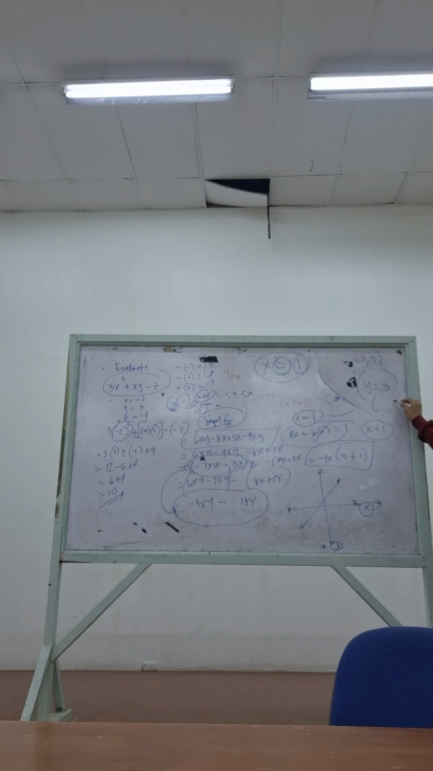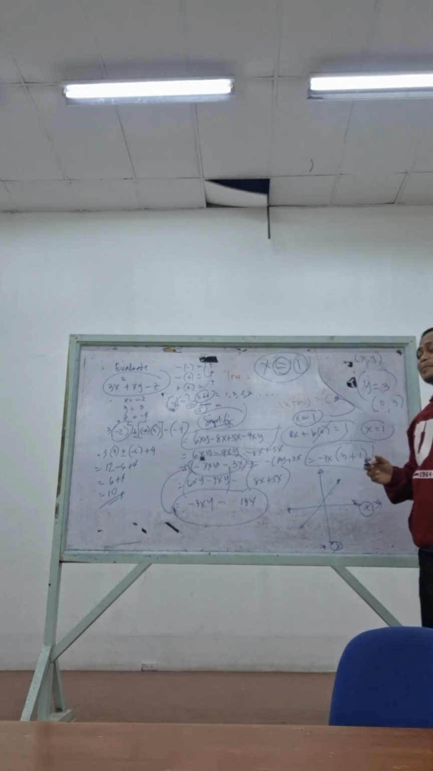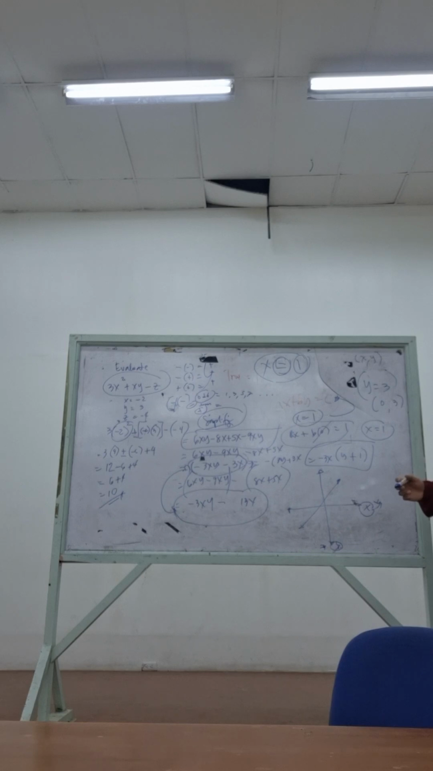Your y is 3, then your x is 0. So if we're going to graph y is equals to 3, how does it look like? Vertical or horizontal? When we have one variable, y is equals to 3, is it horizontal or vertical? Horizontal, because your x is 0.